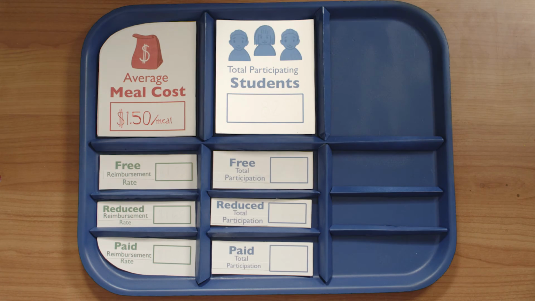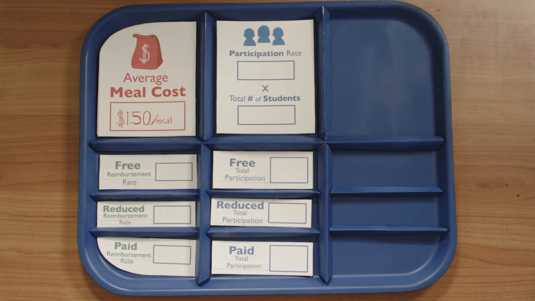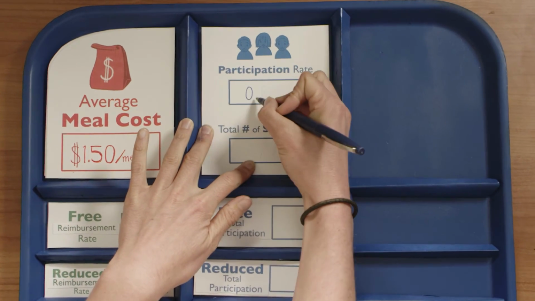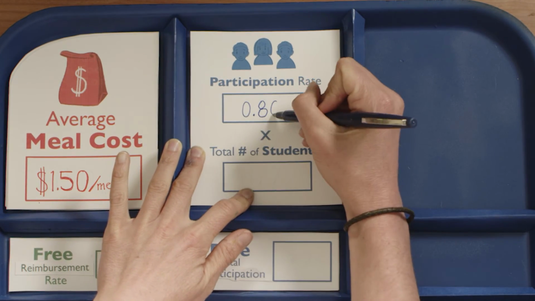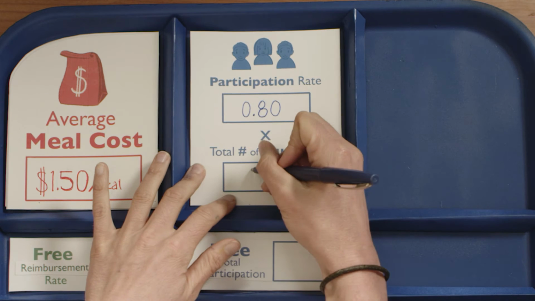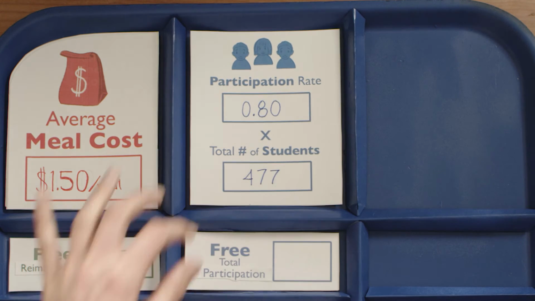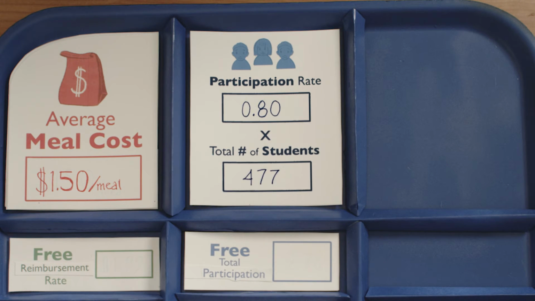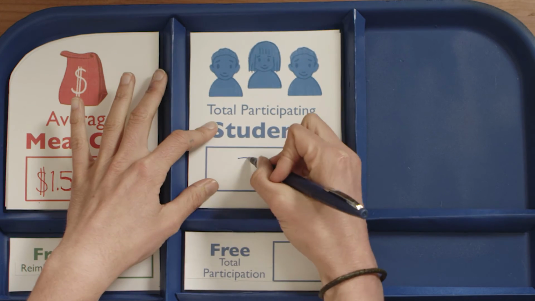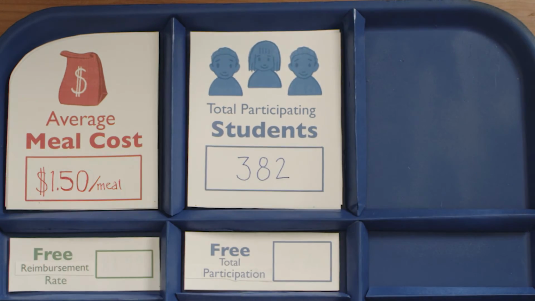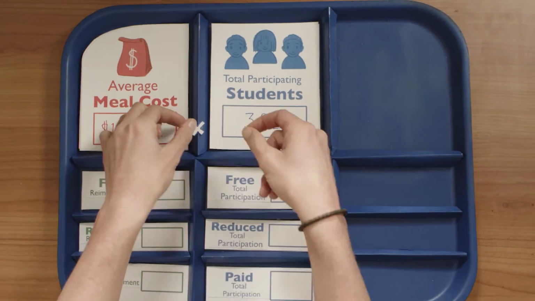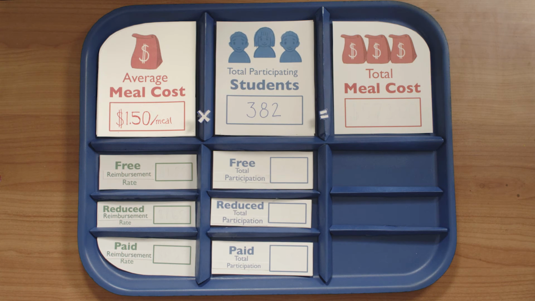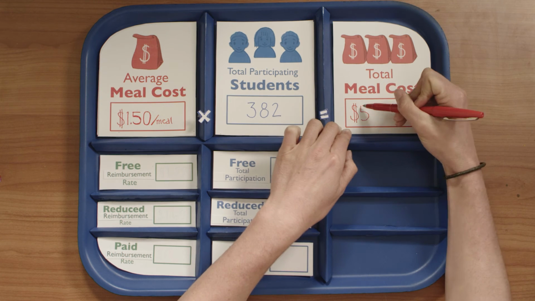Next, she calculates the total number of students who will participate in the program. Assuming that most universal breakfast in the classroom programs serve about 80% of enrolled students, Stacy calculates that of the 477 total students at Maury Elementary, 382 will participate. Now, Stacy multiplies the average meal cost by the number of students participating, and she has the total meal cost.